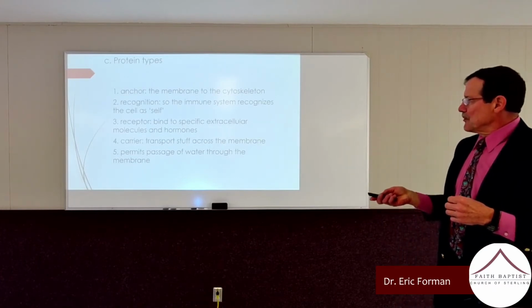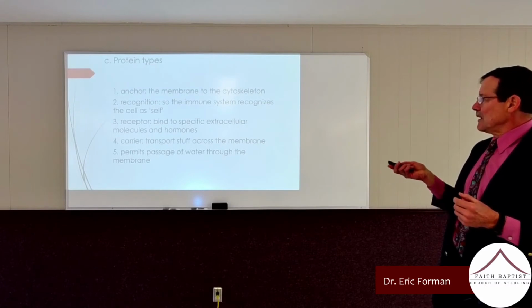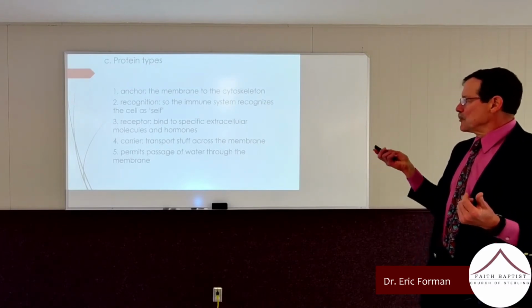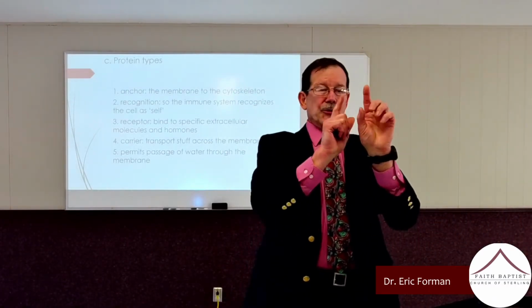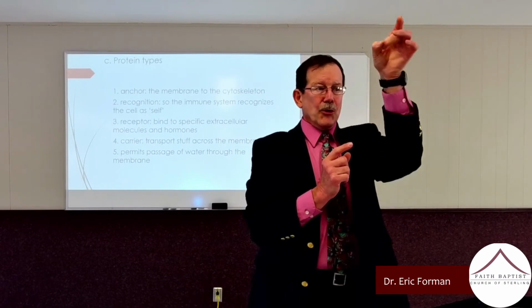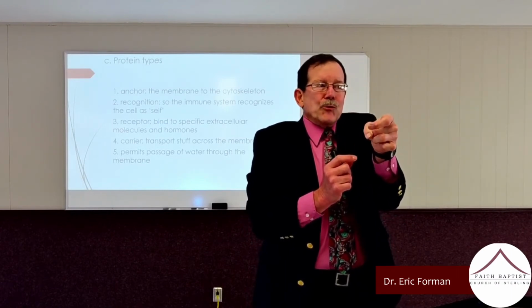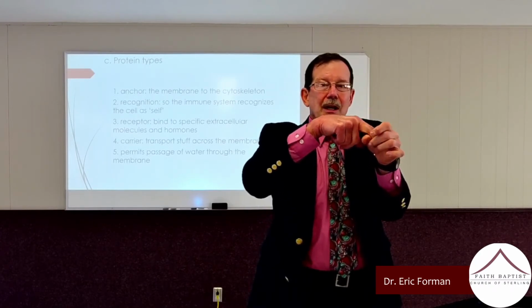Those are the receptors. Carrier proteins transport stuff across the cell membrane, and certain protein types permit the passage of water through the cell membrane, because that's waterproof. So there's like a tube protein that goes all the way through, and it's normally closed. But sometimes what it will do is it will open up and it'll allow certain stuff in.